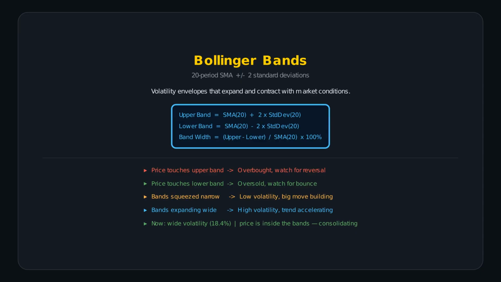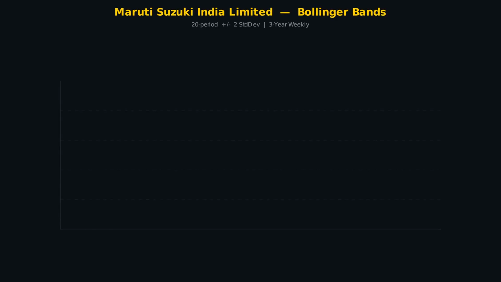Touching the upper band signals the stock is stretched, potentially overbought. Touching the lower band signals the stock is oversold, a potential bounce. The band width percentage tells you exactly how volatile the market is right now. Here is the Bollinger band chart for Maruti Suzuki India Limited.